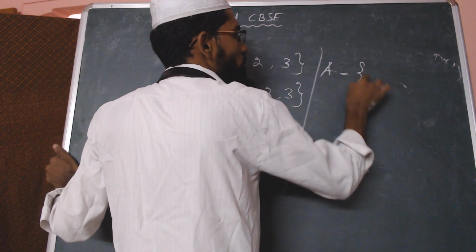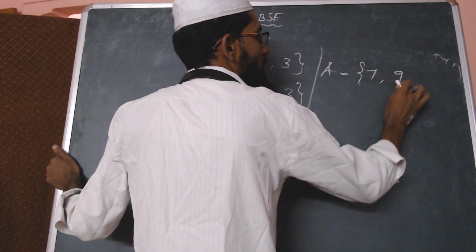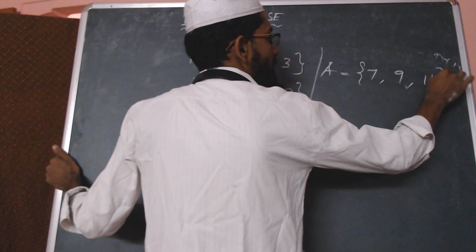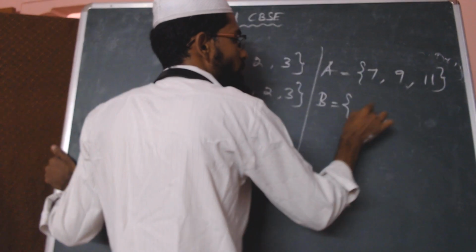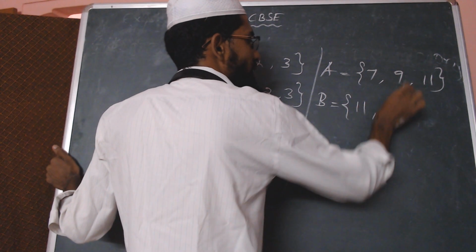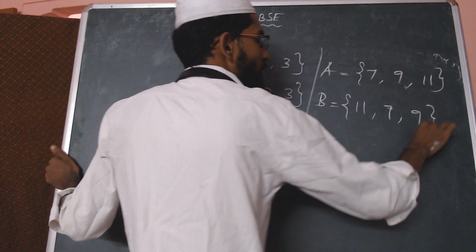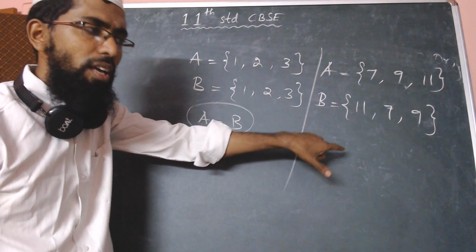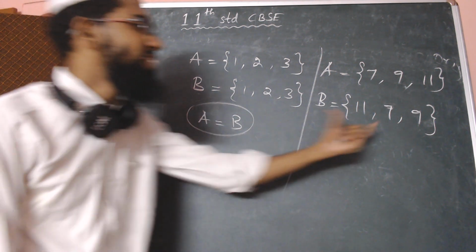If A equals {7, 9, 11} and B equals {11, 7, 9}. Now, are these two sets equal? Yes, these two sets are equal. The only thing is that the order has been changed.